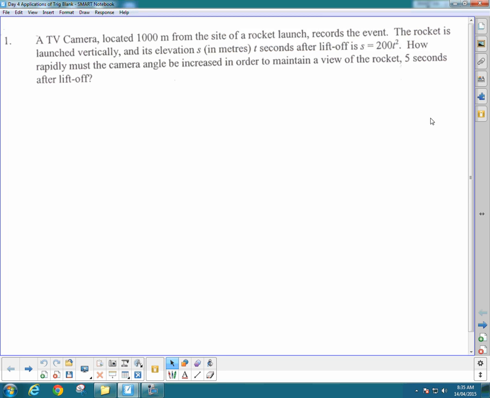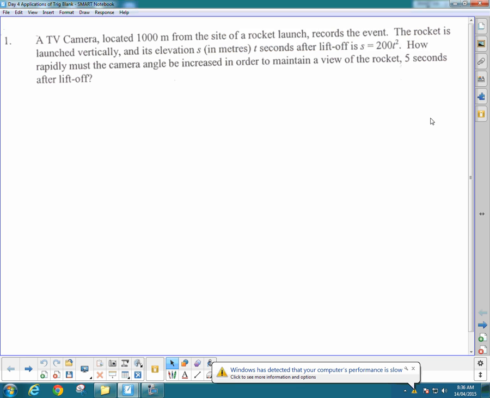The only difference in these questions is that in the ones we had done before, it was probably a side length that was changing, like a ladder falling down a wall or an area changing when you drop a pebble into the water. For these ones, the big difference will be an angle that is changing. So we're going to look at the first example then.